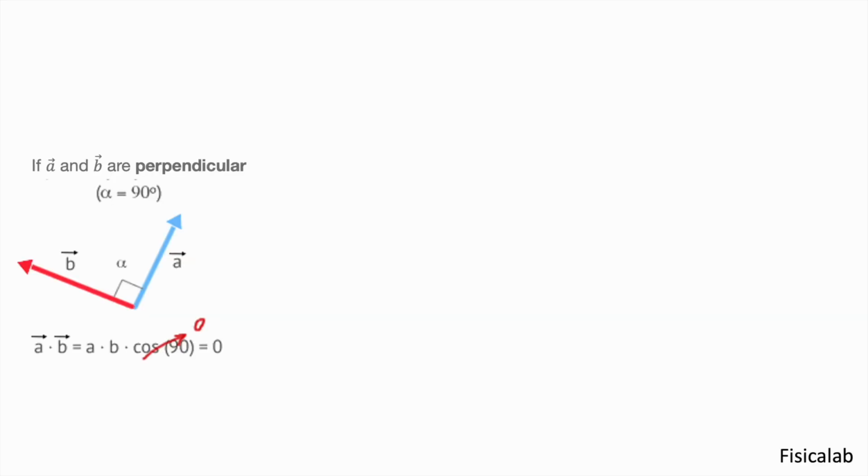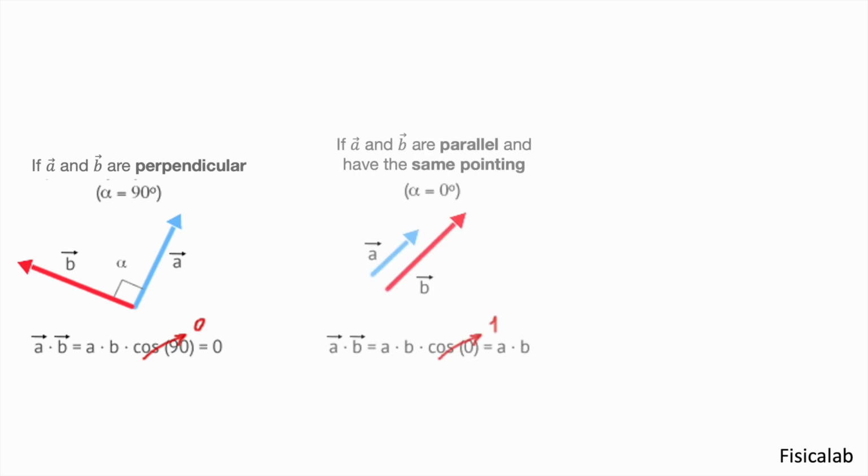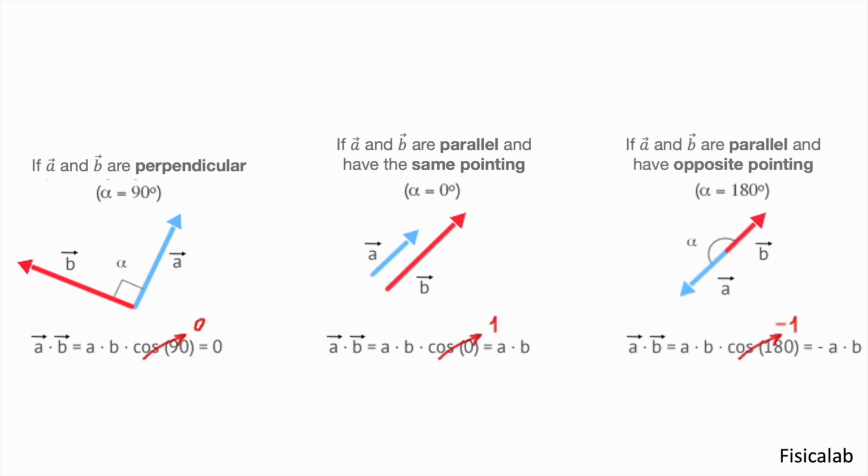When the vectors are perpendicular to each other, the scalar product will be 0, because the cosine of 90 degrees equals 0. If the two vectors are parallel, the scalar product will equal the product of the vectors' magnitudes, with a positive sign if they have the same sense, since the angle is 0 in this case, and with a negative sign if they are pointing to opposite directions, since the angle equals 180 degrees in this case.